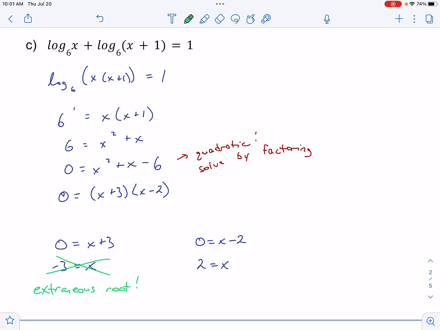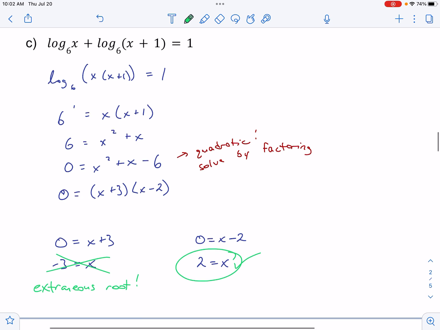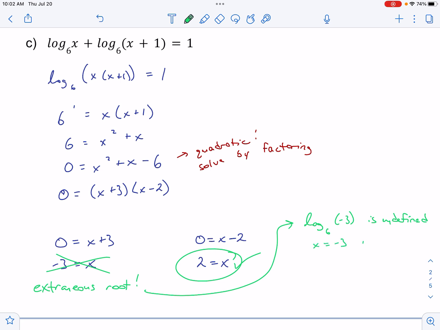Is our other root good? It's +2. Works in here, works in here. This one counts. So that is our only possible answer. And if you need to write it down, this is an extraneous root because log base 6 of -3 is undefined. So x is equal to -3 is not a possible answer.